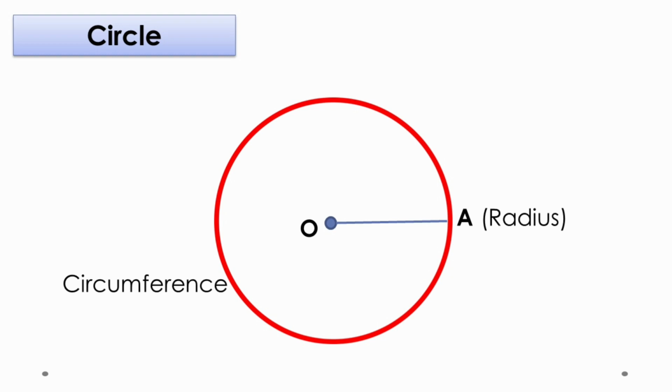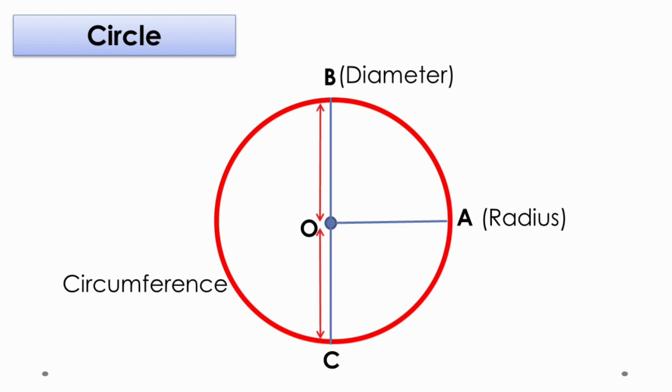The next thing to know is the diameter. Any line that connects any 2 points of the circumference is called a diameter. But there is one condition. This line must pass through the center of the circle. BC is the diameter of this circle. A diameter is always double of the radius. Any diameter will have 2 radiuses in it. In case of diameter BC, OB and OC are the 2 radiuses.